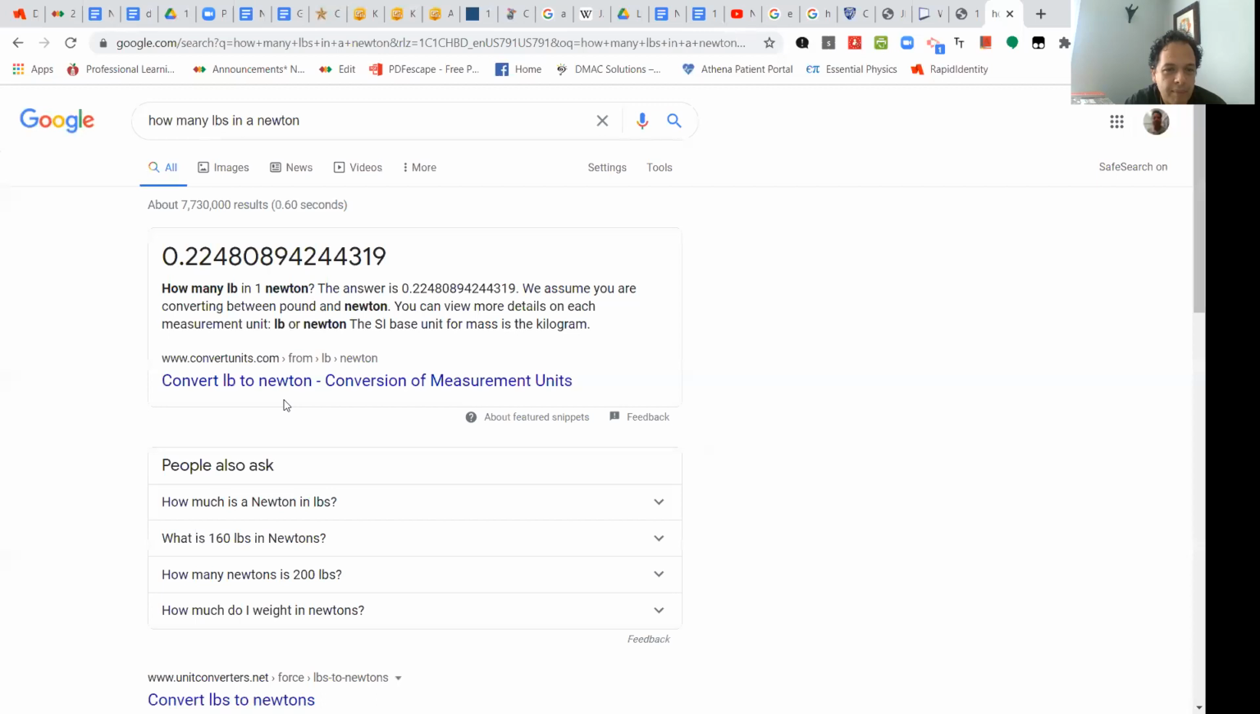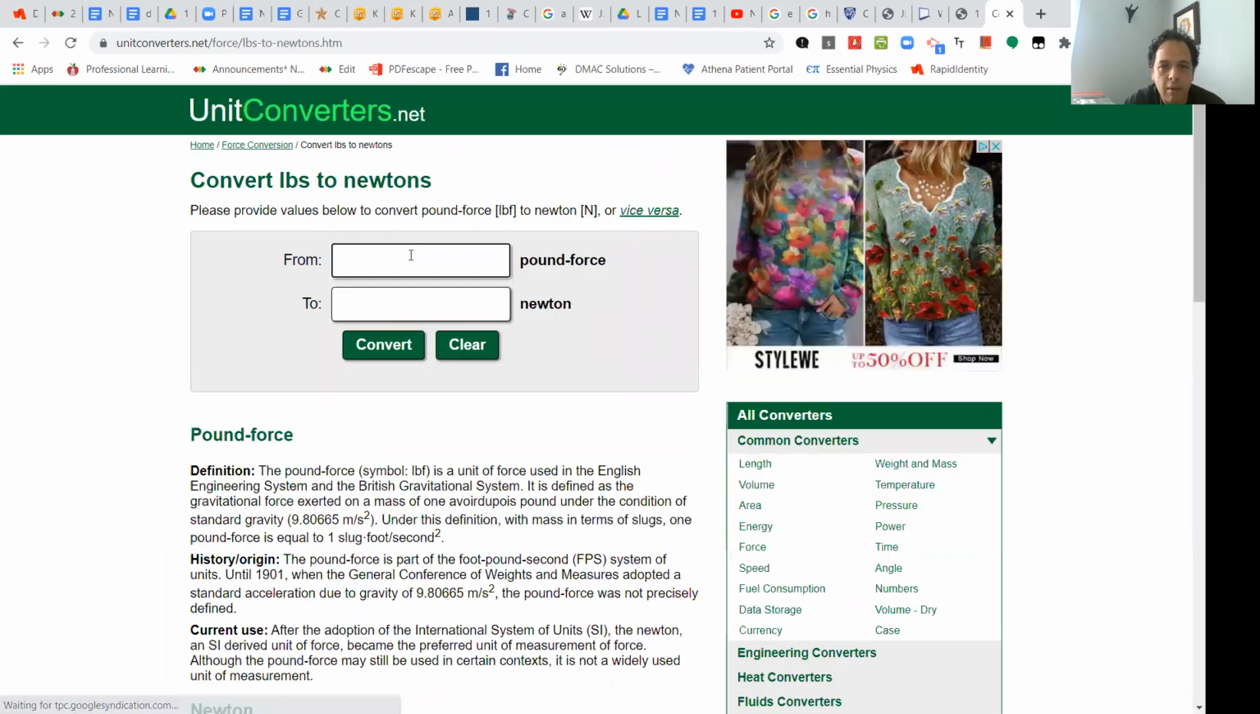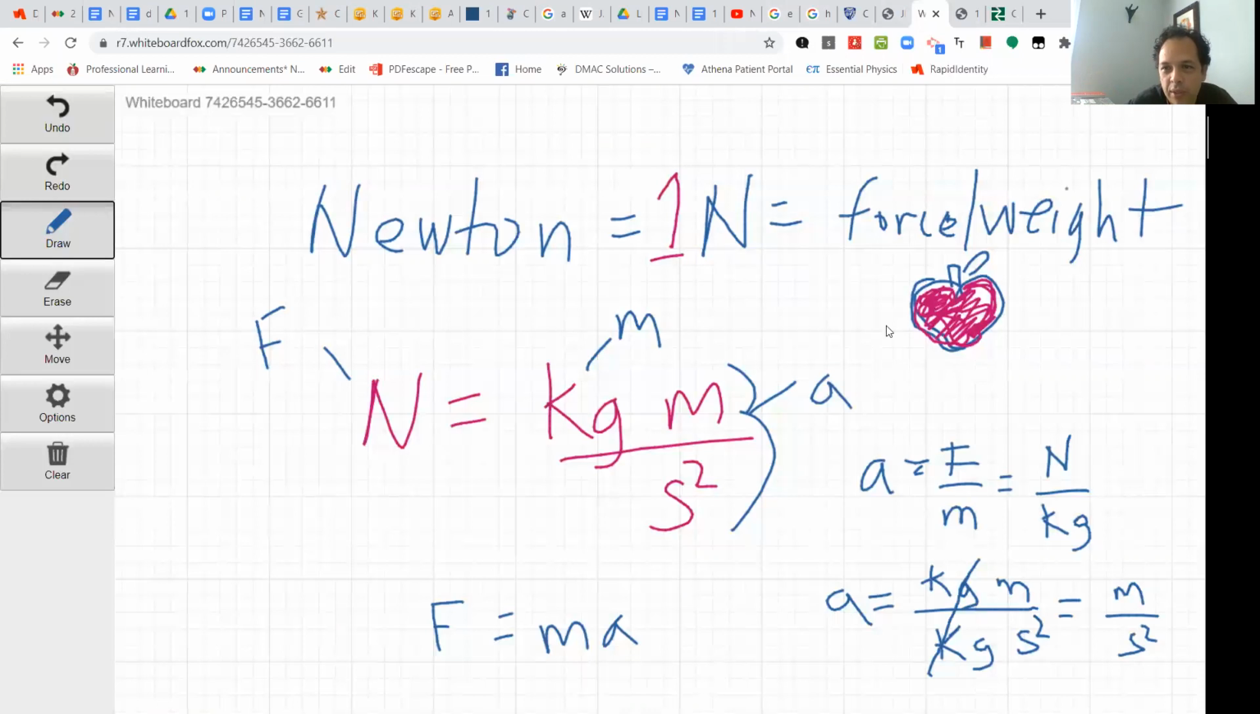So how many? Let's get 1 Newton: 0.22 pounds. How about 1 pound? 1 pound is how many newtons? It's about 4 newtons. So that makes sense, right? 1 pound is about 4 apples. So those are things to remember. 1 Newton is about the weight of an apple. 1 pound is about 4 apples. So just something to keep in your head.